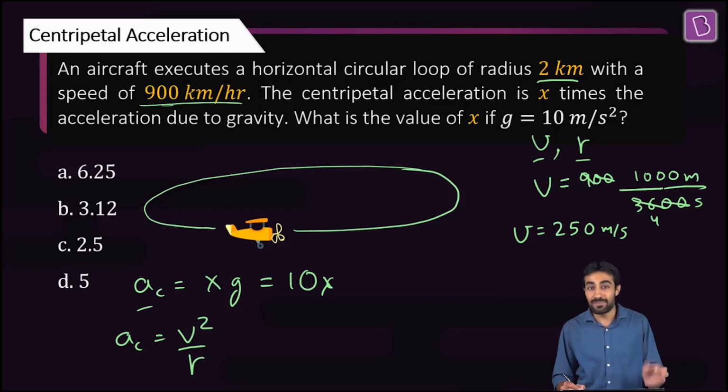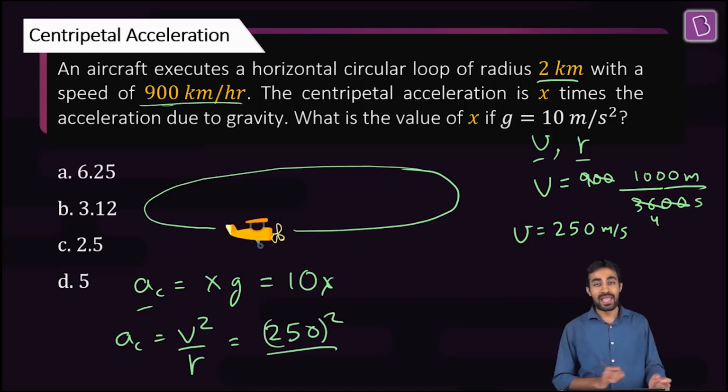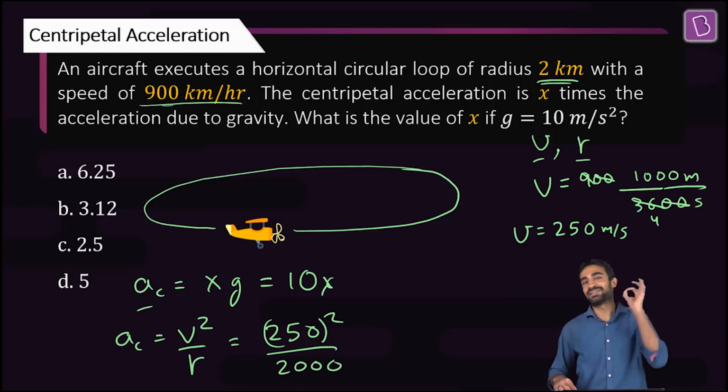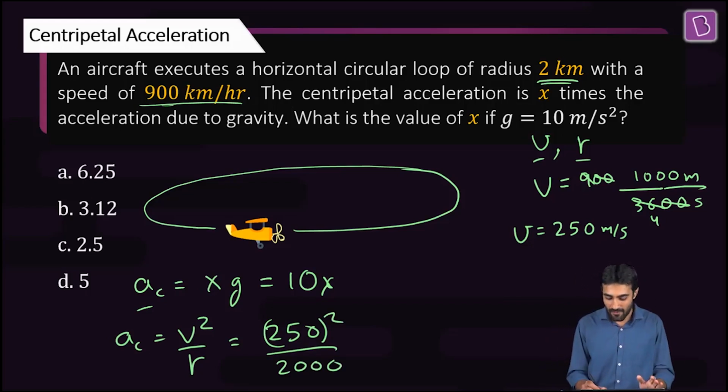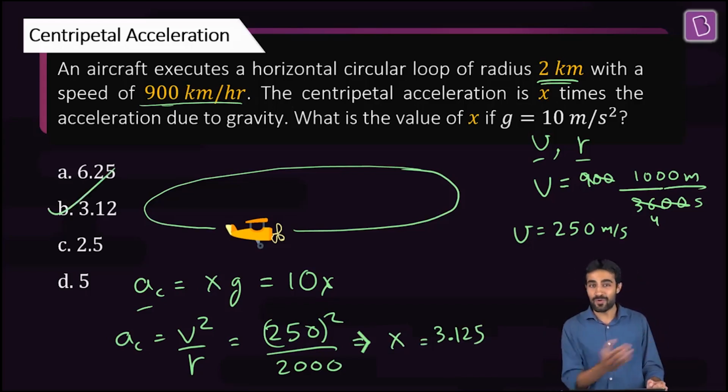We know the velocity in meter per second now. So let's put it over here. 250 whole square. We have to divide it by R. Now R is 2 kilometers. This can be written as 2000 meters. Alright. Now when we solve it, we are getting 3.125. And we can see that option B is the right answer for our question.